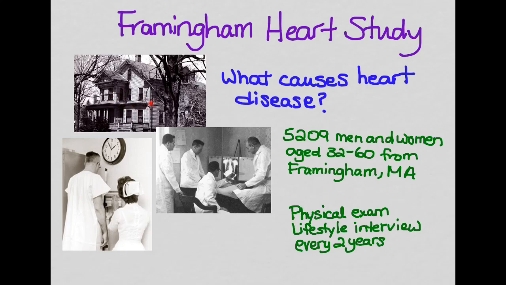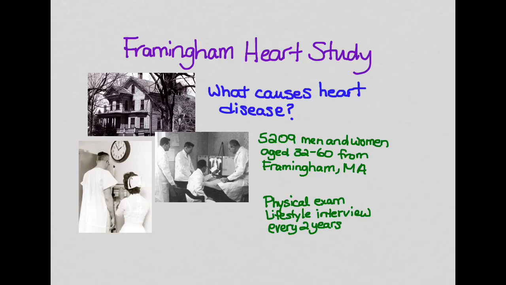These pictures show the original building in Framingham where they had the offices, and then some pictures of early doctors. As I said, this started in 1948, so it's 65 years old at this point. And by this point, they've enrolled 3 generations. They enrolled the first group of people, their children, and now they have the grandchildren of the first cohort in the study. And so now they're able to look at genetics and actually even natural selection.